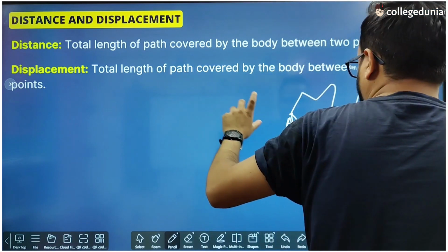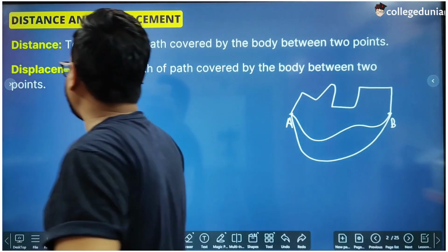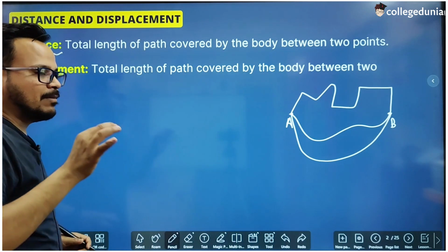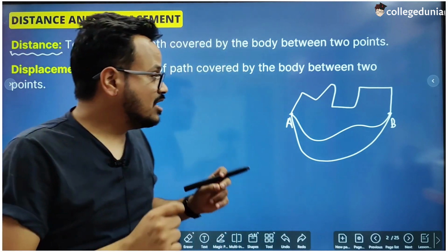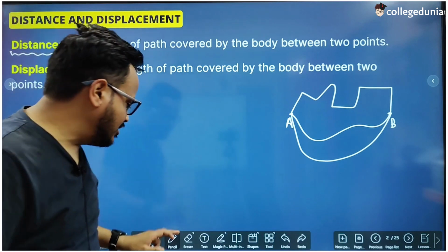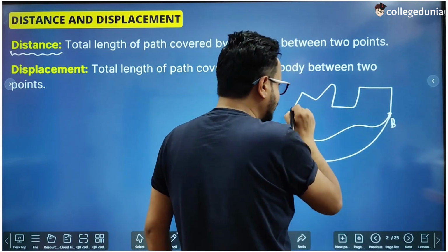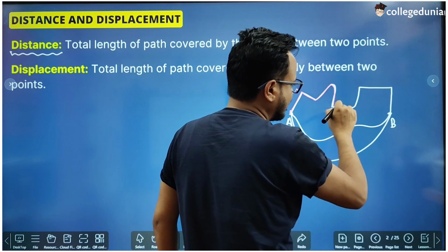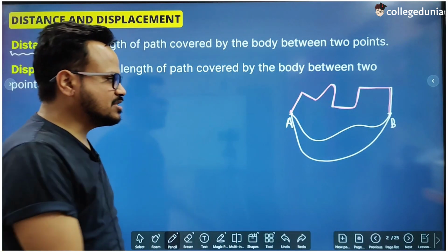What is distance then? A very important line that I am going to say now: the distance is the length of the path traveled by the body. Distance is always the length of the path traveled by the body. For example, in the first situation, the body moves from A to B using this path. So the length of this path, this plus this plus this plus this, the length of this path is distance.